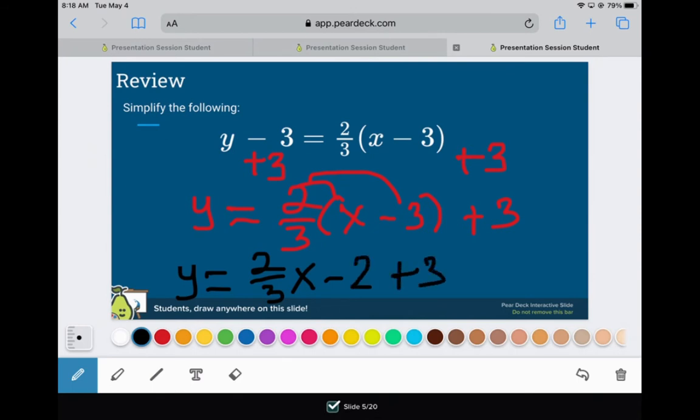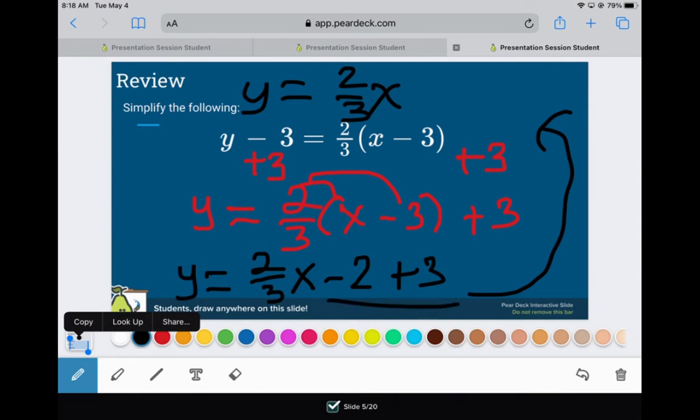And then you can do plus 3, right? So if you simplify this one, it's going to be the same. y equals 2/3 x, -2 and 3, if you combine like terms, it's going to give you positive 1. So that method is okay too. So I saw one of you, actually one of you did that first. You move the 3 over.